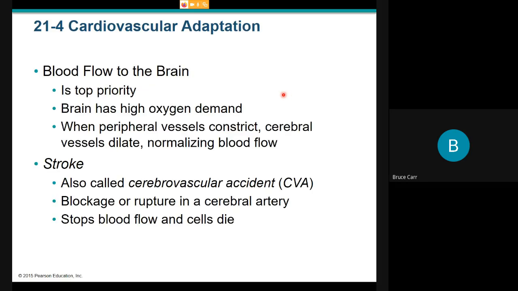The blood flow to the brain is the top priority. There is no adjustment that cuts down blood flow to the brain. If blood flow to the brain is interrupted, it results in a stroke, a life-threatening situation. This is called a cerebrovascular accident. As I said, blood flow to the brain under normal, healthy circumstances is constant and at a high level.